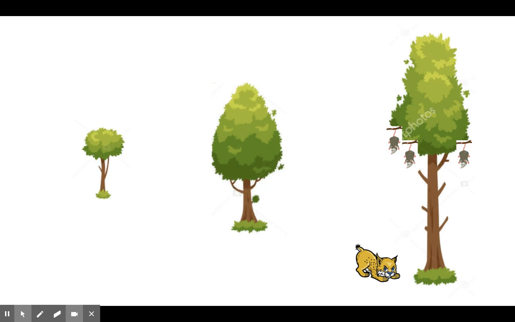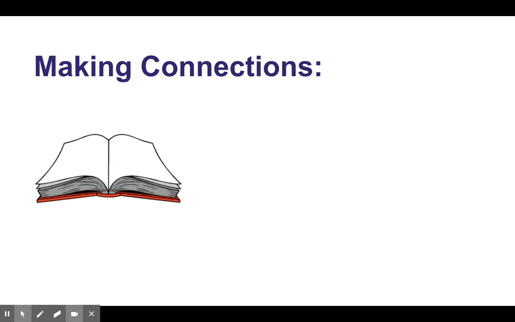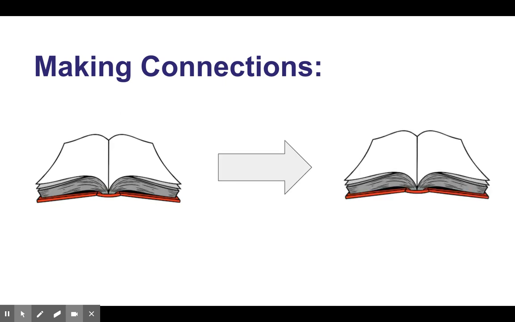Now, how did you guys know that that's how the story was going to end? How did you know that the three little possums were going to end up in the tallest tree? You were able to do that because, as good readers, we make connections not only with events in our lives, but we also make connections with other books that we've read. So when we read a story and we can connect it to another story that we've read in the past, it helps us better understand the story.